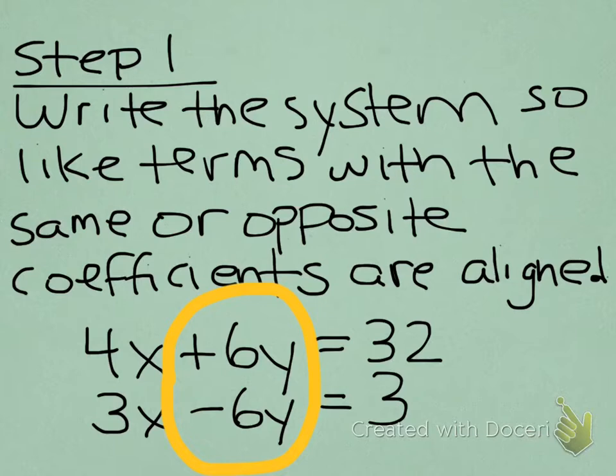So what you should have is the x's lined up, the y's lined up, the equal signs lined up, and the numbers after the equal signs lined up. And then you can start the process.